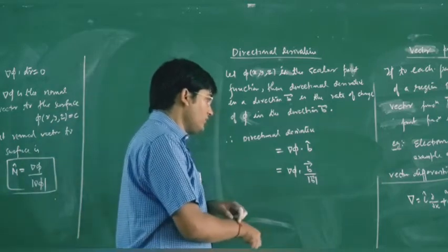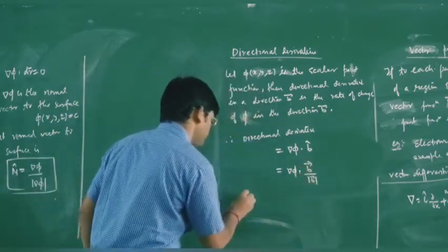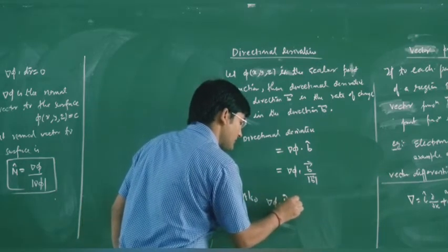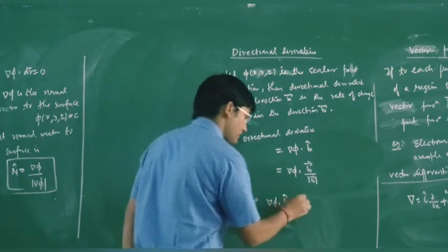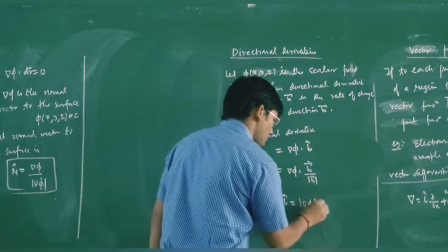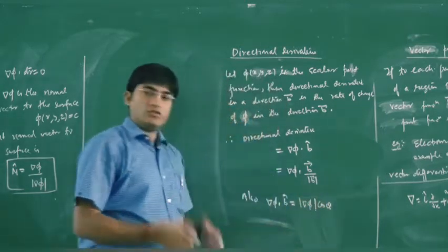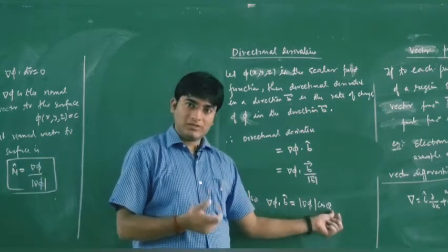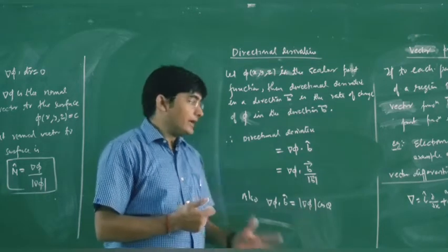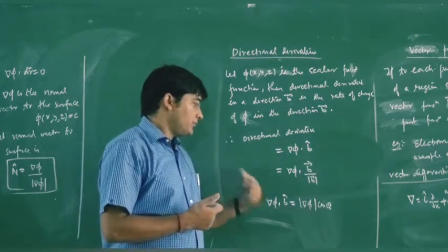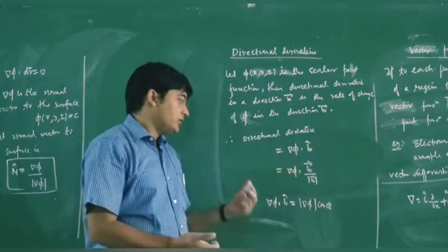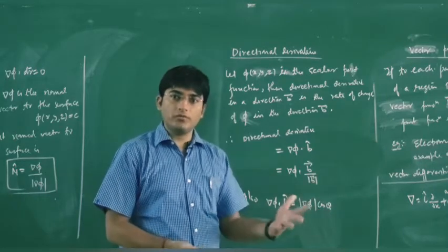Now again we can write grad phi dot b cap as, now a dot b will be modulus of a into modulus of b. b is a unit vector, so its modulus will be 1, into cos theta. Now as the maximum value of cos theta is 1, we can say that the maximum value of the directional derivative is mod grad phi. And again, the direction of the maximum value will be the direction of grad phi.